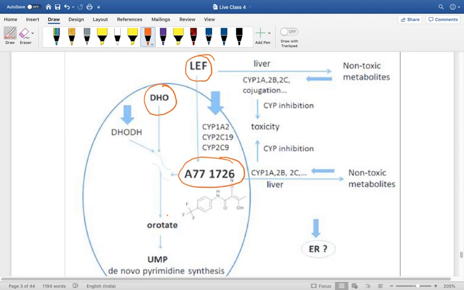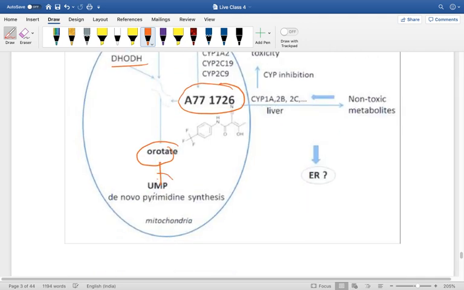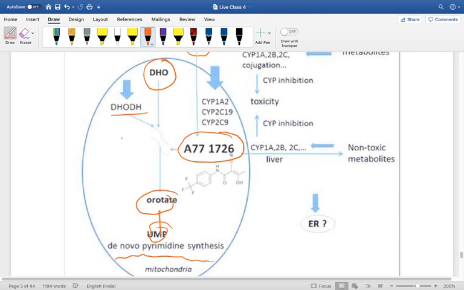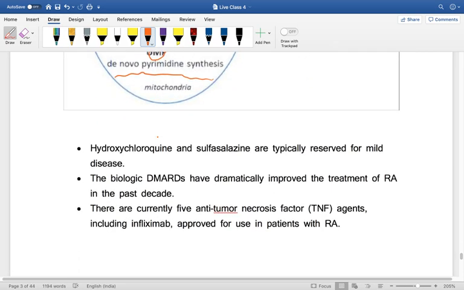Dihydroorotate become orotate by dihydroorotate dehydrogenase. Orotate will form uridine monophosphate in the de novo pyrimidine synthesis. And this enzyme, dihydroorotate dehydrogenase, is inhibited by A771726, is what you should remember. So this is what examiner is going to ask you. Leflunomide, mechanism of action of the drug. Okay, doc?